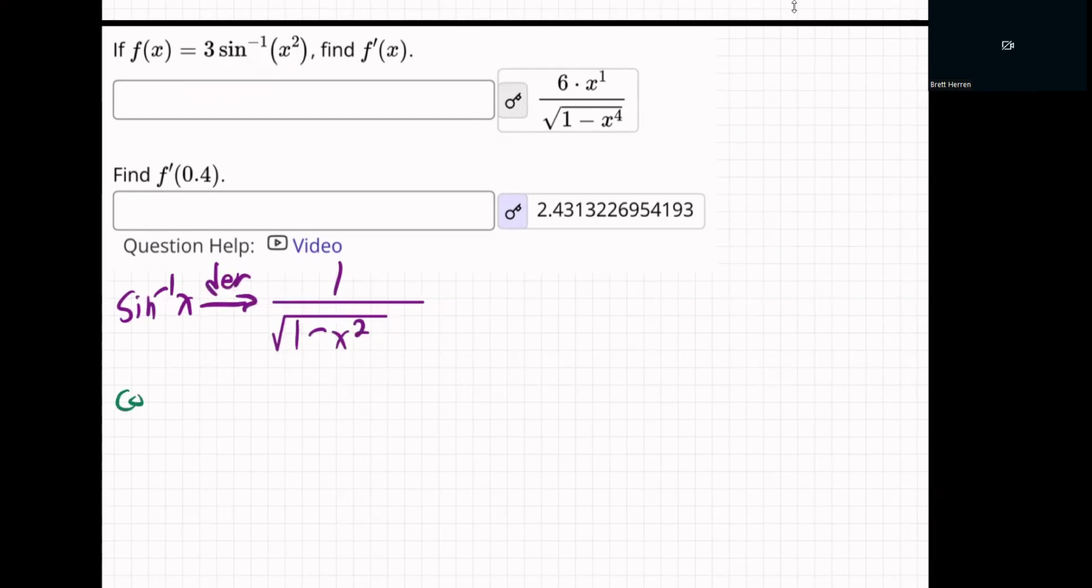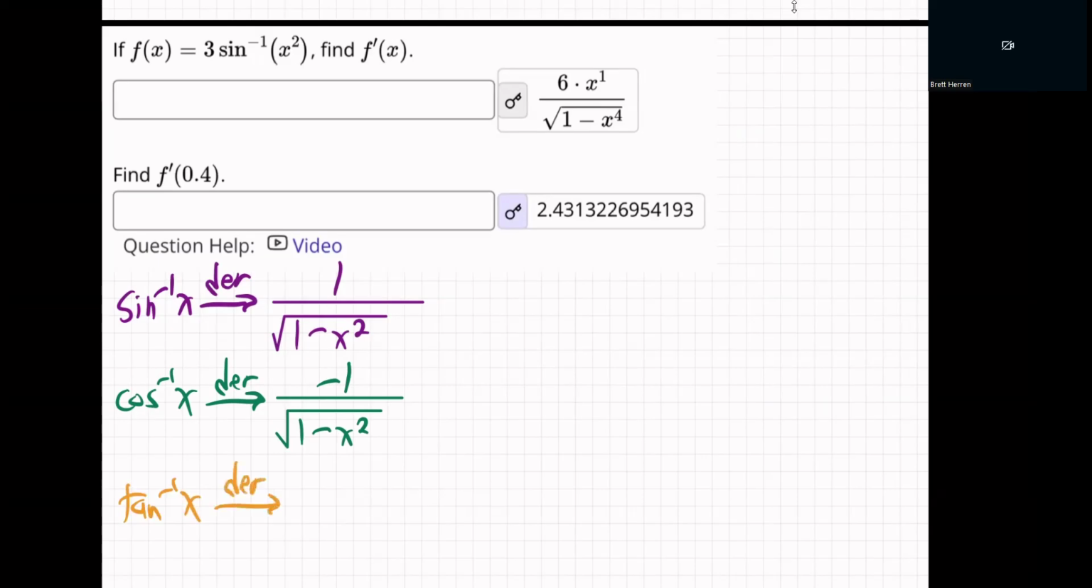If you happen to have a cosine inverse, the derivative of that is almost the same thing. It's just minus 1 over the square root of 1 minus x squared. And if you have tangent inverse, the derivative is 1 over 1 plus x squared, no square root.